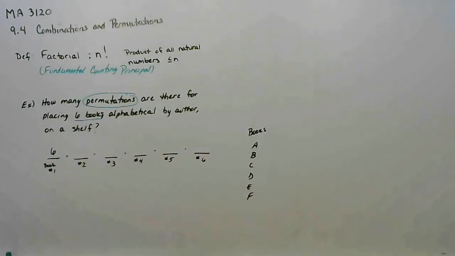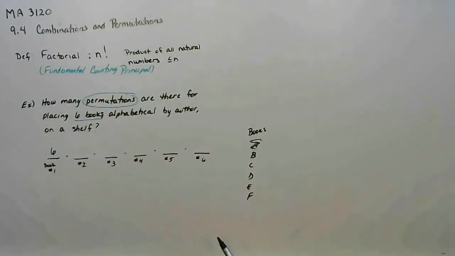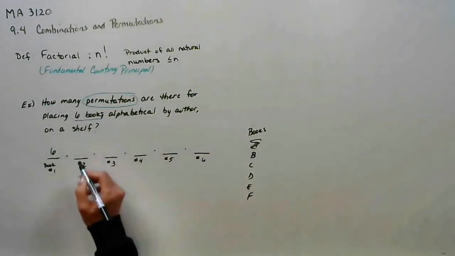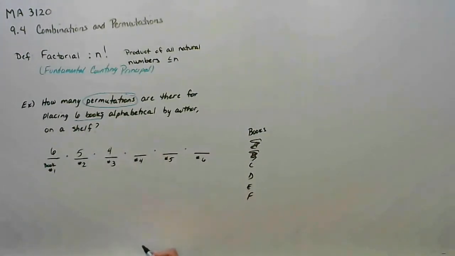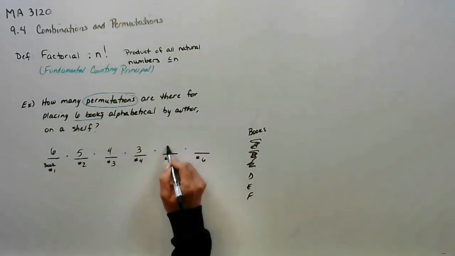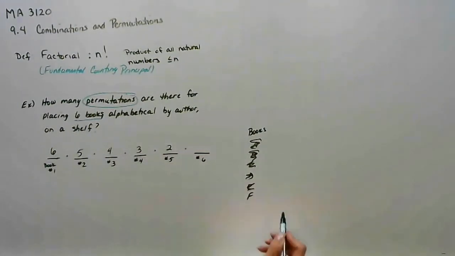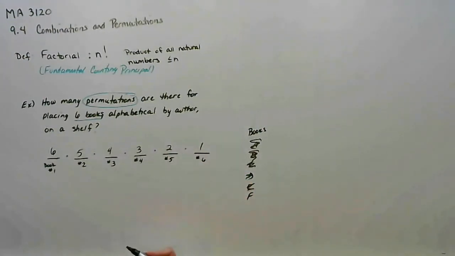Now that one book is placed, how many books do we have to choose from to go second in place? Well, we have 5 books left. Once that book is placed, we only have 4 choices left. Once that book is placed alphabetically, now we only have 3 choices left. And then we have 2 choices. And by the time we've placed the 5 books, there's only 1 book left in our hand.